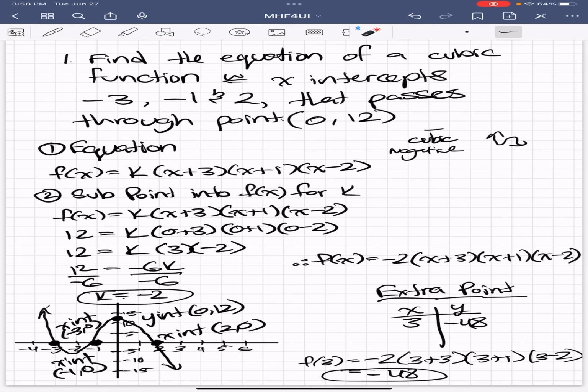We have our extra point here, which is the value of 3, and it's not graphed because the scale is too small. But for 3, our value for y is -48. As you can see, we inputted our x value of 3 into the function, and our value is -48, and that's our extra point. And it's correct because of the way the graph looks. It's just for double checking.